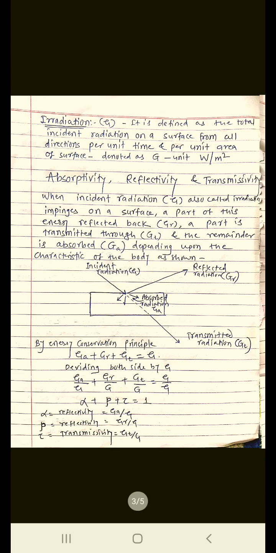Irradiation. It is shown by capital G. It is defined as the total incident radiation on a surface from all directions per unit time and per unit area of the surface, denoted as G, and its unit is watt per meter square. Now we will see some important terms: absorptivity, reflectivity and transmissivity.